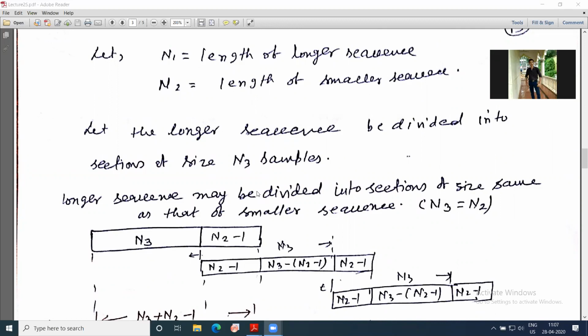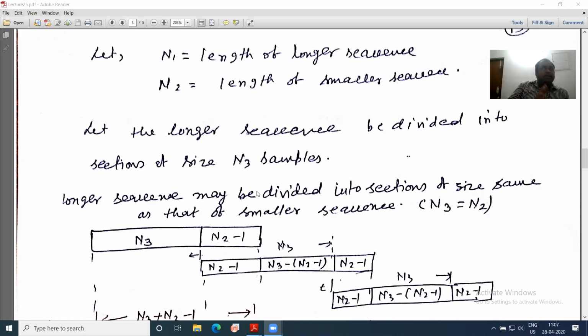What is the total length of the output? I am talking about N1, the length of the longer sequence. It has been divided into smaller sequences, and the length of each smaller sequence is N3.